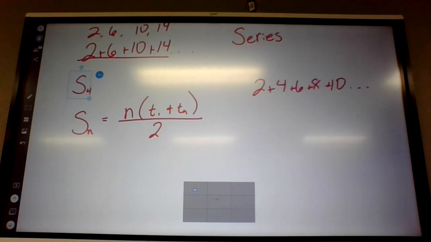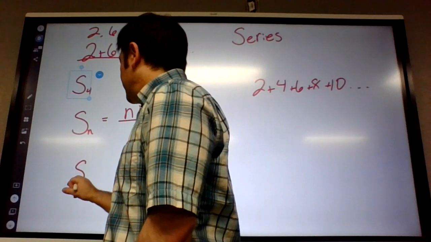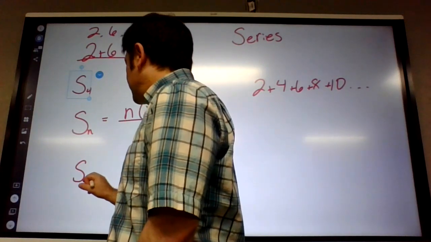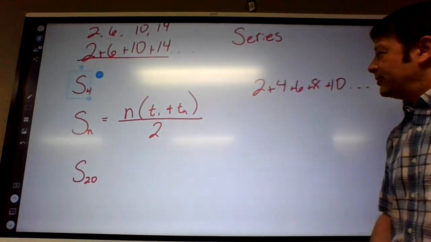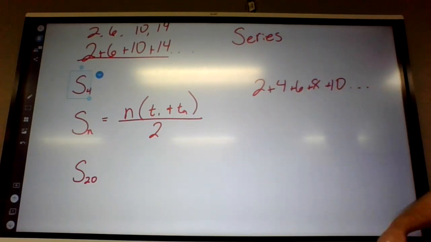So what if I wanted to say what's the first 20 positive evens added together? So we'd be asking what's S of 20? What's the sum of the first 20 terms in this series added together?